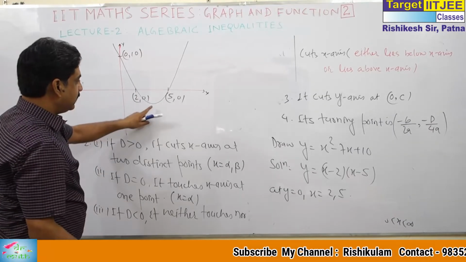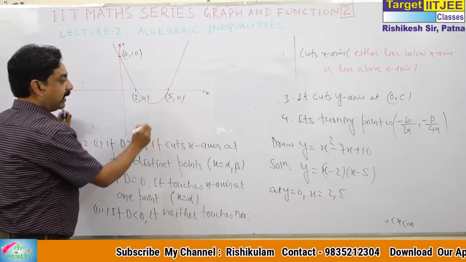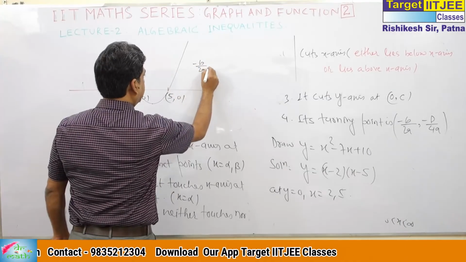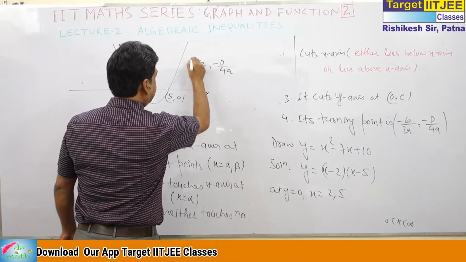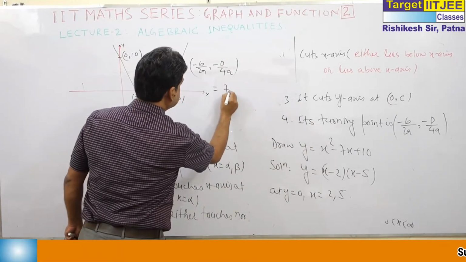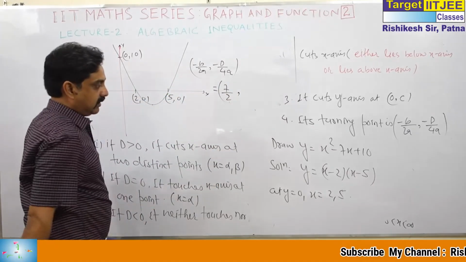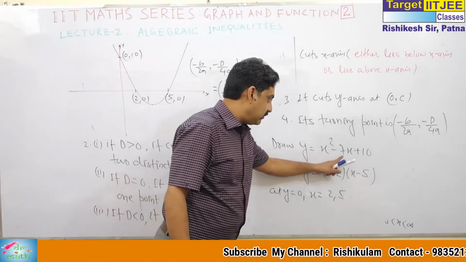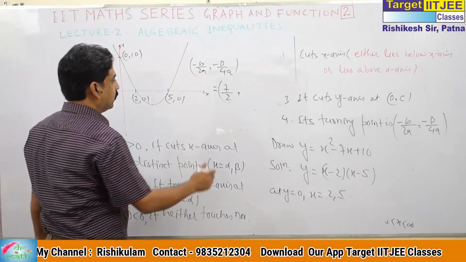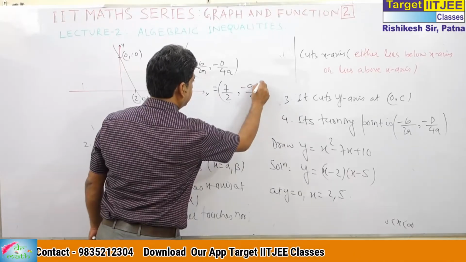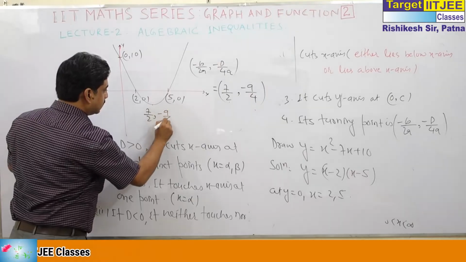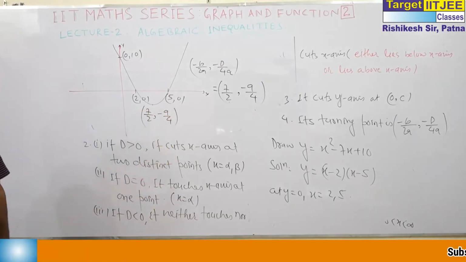And if you want to find this turning point, the point of minima, then what is this point? This is actually minus b by 2a, minus d by 4a. What is minus b by 2a? From here you can get, this is 7 by 2. What is d? d is actually 49 minus 40, which is 9. So minus d by 4a is minus 9 by 4. So this point is 7 by 2 and minus 9 by 4.